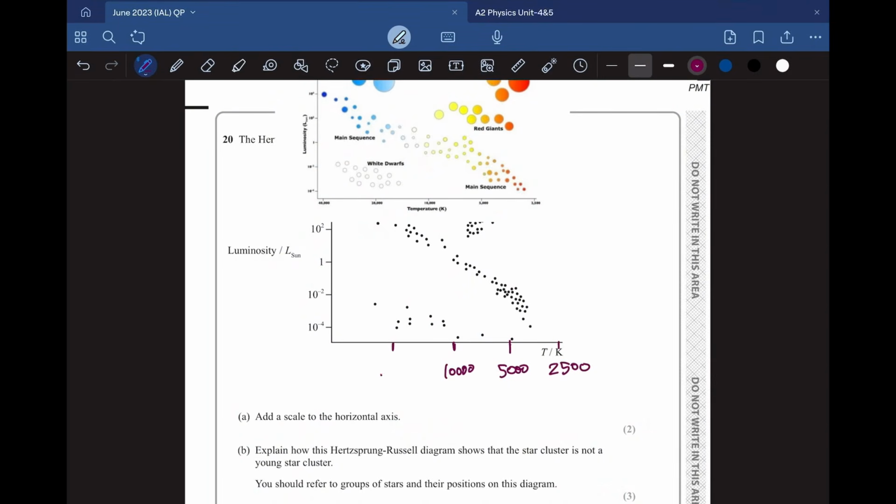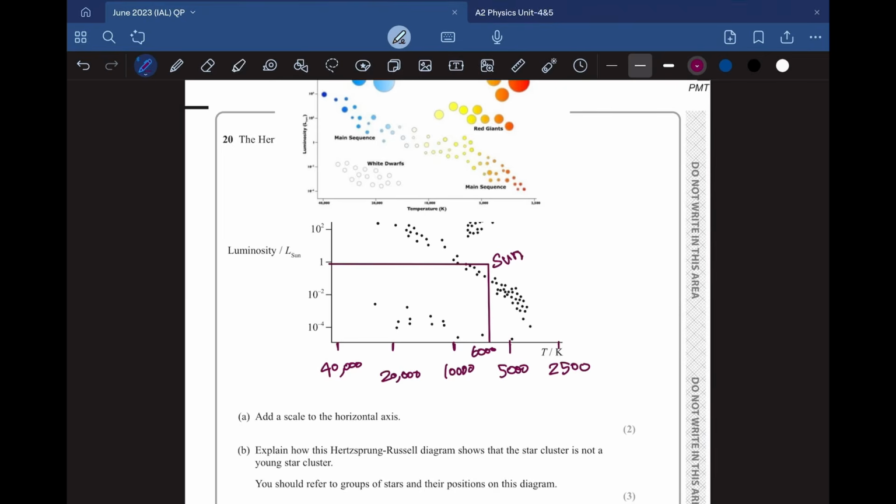This one 20,000, and this one is 40,000. And we know our sun will be somewhere right here, a little apart like this, which is going to be 6000. Basically it will be a little like this, which will be 6000. Okay, this is for the sun.